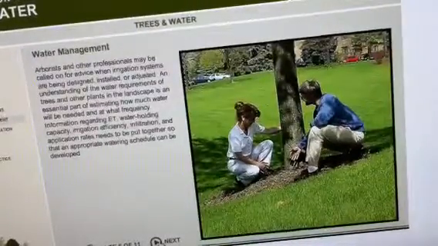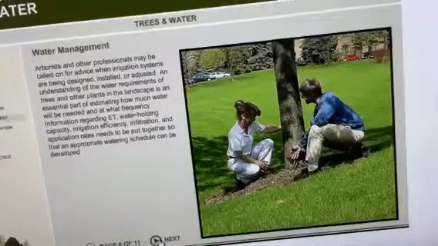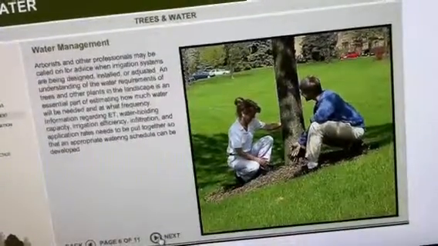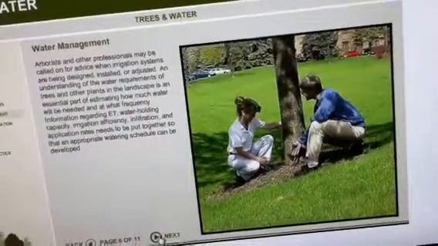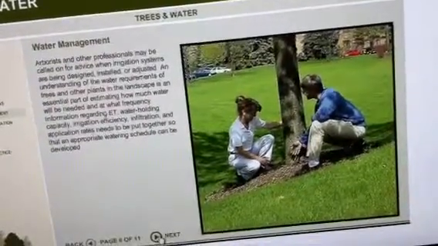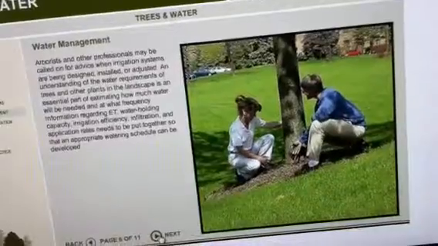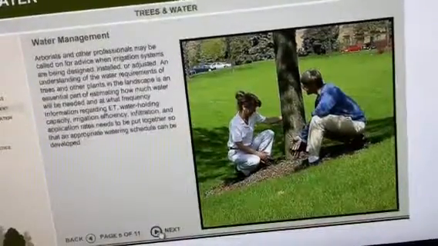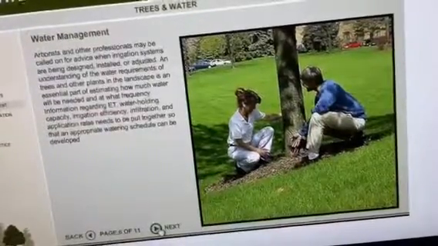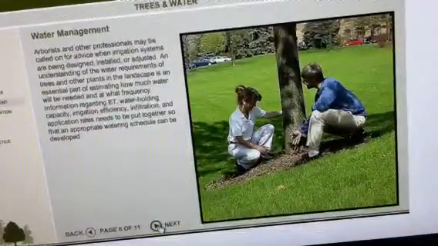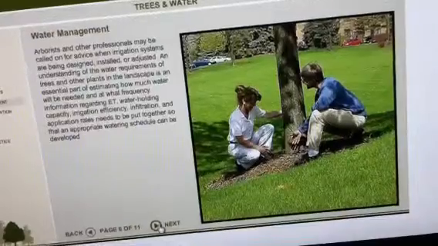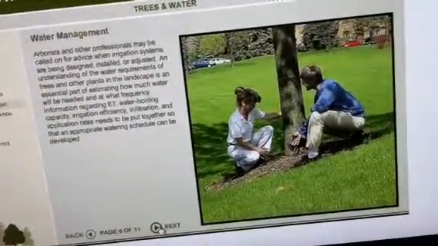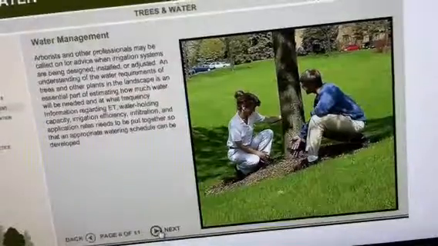Arborists and other professionals may be called on for advice when irrigation systems are being designed, installed, or adjusted. An understanding of the water requirements of trees and other plants in the landscape is an essential part of estimating how much water will be needed and at what frequency. Information regarding ET, water holding capacity, irrigation efficiency, infiltration, and application rates needs to be put together so that an appropriate watering schedule can be developed.